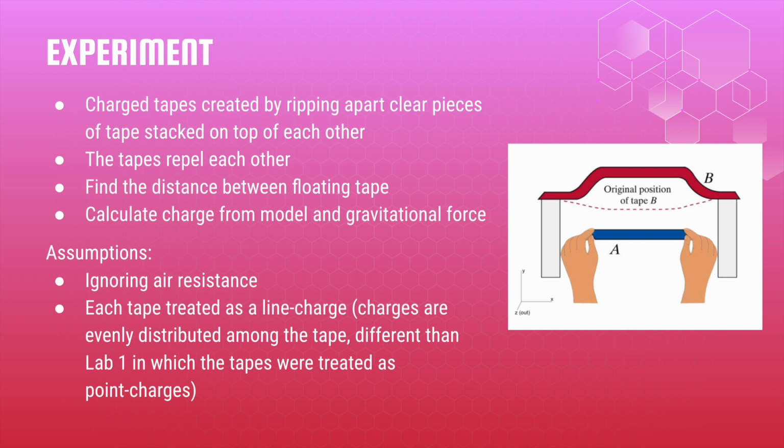created by ripping apart clear pieces of tape that were stacked on top of each other. The two pieces of tape repel each other, so you can find the distance between the floating tapes, and you can calculate the charge from the model and gravitational force. In this lab, we assumed that there is no air resistance and that each tape is treated as a line charge as opposed to point charges as they were in lab 1.